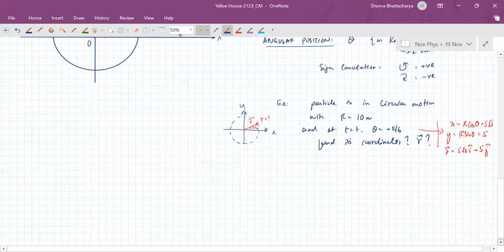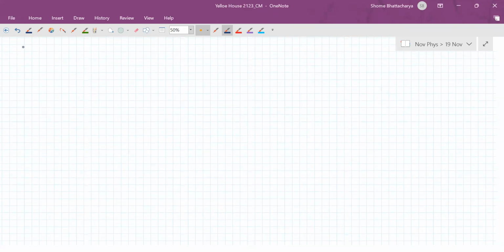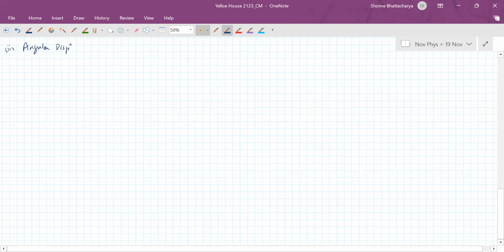Now the next parameter we described in continuation here is something called angular displacement, denoted by the symbol delta theta. So the angular displacement is nothing but the change in angular position. So delta theta becomes theta 2 minus theta 1 in a time interval.